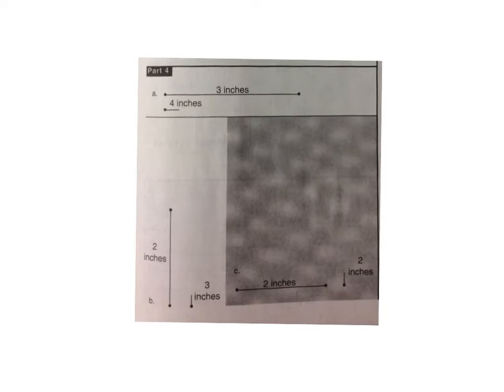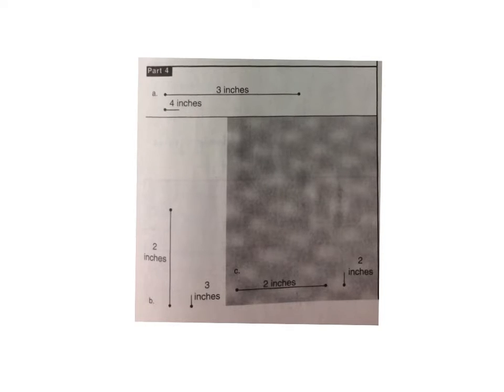Okay, so for part 4 in the workbook, we're doing some measurement, but we're not going to use a ruler. What we're going to do is we have to estimate how long in order to draw each line. So in A, you can see that this is A, B, and C. So A, they've given us a full line that's marked 3 inches. But you could see here that they want a line that's 4 inches, but they've only given us a little bit.